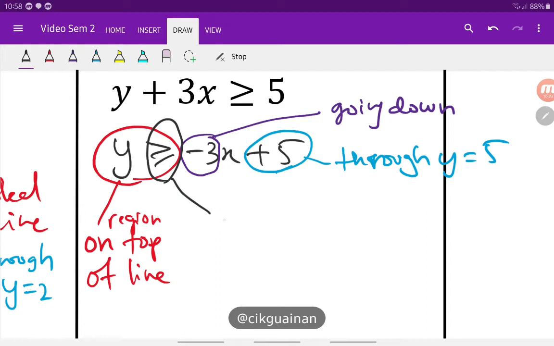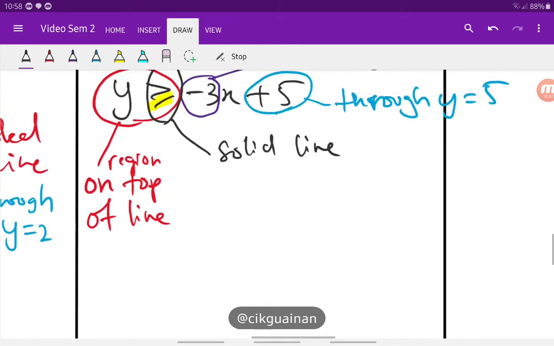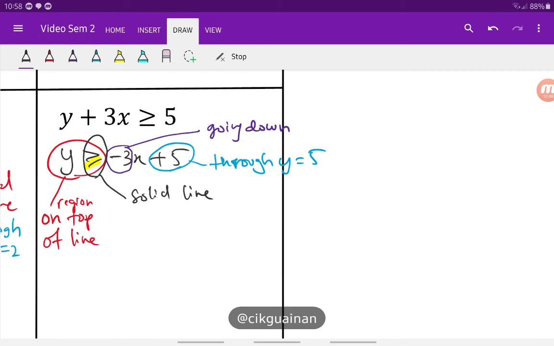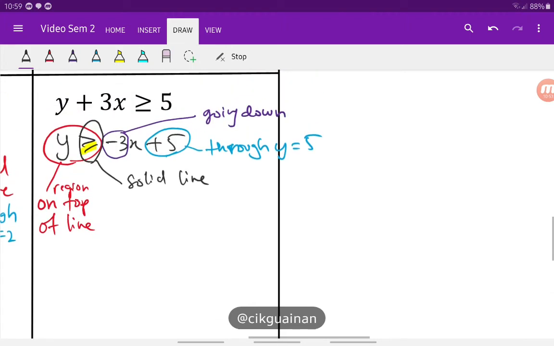This one is a solid line. Why a solid line? Because we have the tiny bit of equal sign down there. Even though it's an inequality, we have the equal sign, even though it's a greater than. Now for this one, I'm going to show you another way of doing it. In graph paper, you cannot just draw the line and label it like that. We are supposed to know the coordinates on the x-axis and y-axis so that we can draw the straight line easier.